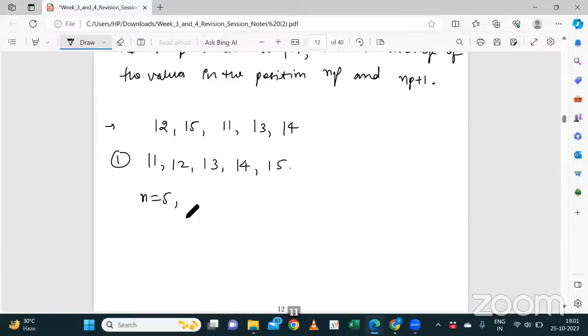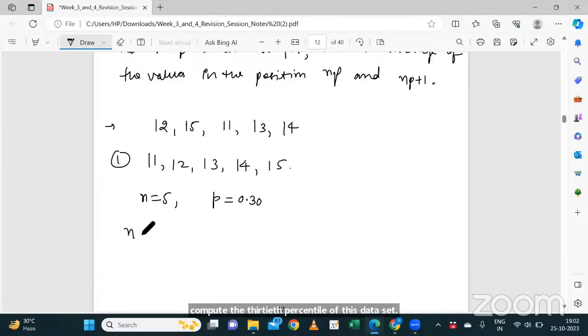Suppose I ask, tell me the 30th percentile. So P, I have to take 0.30. Okay, so P will be 0.30 if I'm interested to compute the 30th percentile of this data set. Yes or no? Yes, sir.